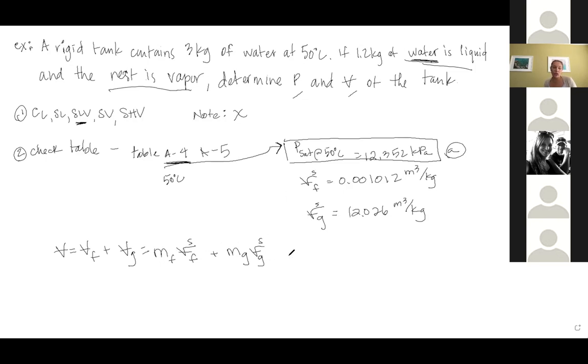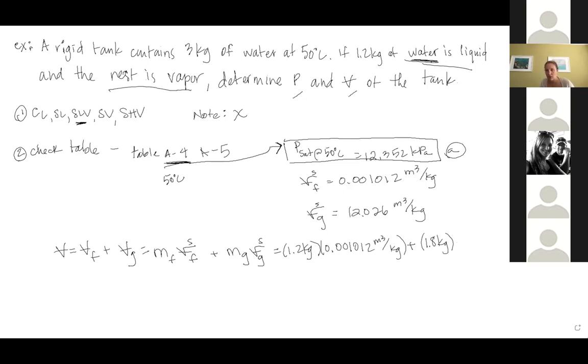So we're able to plug and chug in this equation where we have 1.2 kilograms of liquid water times the specific volume for our saturated liquid, which is 0.001012 cubic meter per kilogram, and then plus the mass of our vapor. We know our total mass is 3, and part of the water is 1.2, so the rest of it has to be vapor, which is 1.8 kilograms.